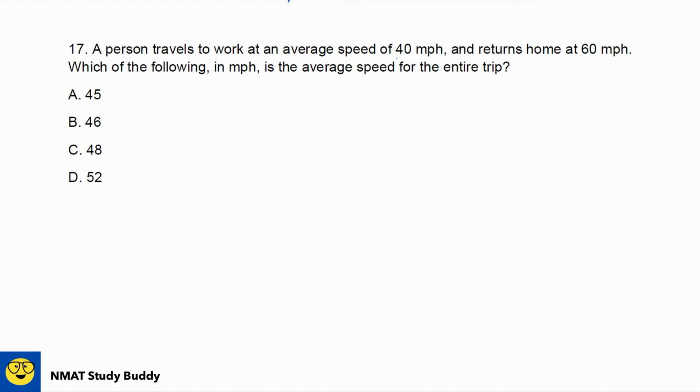Number 17, a person travels to work at an average speed of 40 miles per hour and returns home at 60 miles per hour. Which of the following in miles per hour is the average speed for the entire trip? So, for this one, we can imagine this as, ayan. So, may person galing bahay papuntang work.